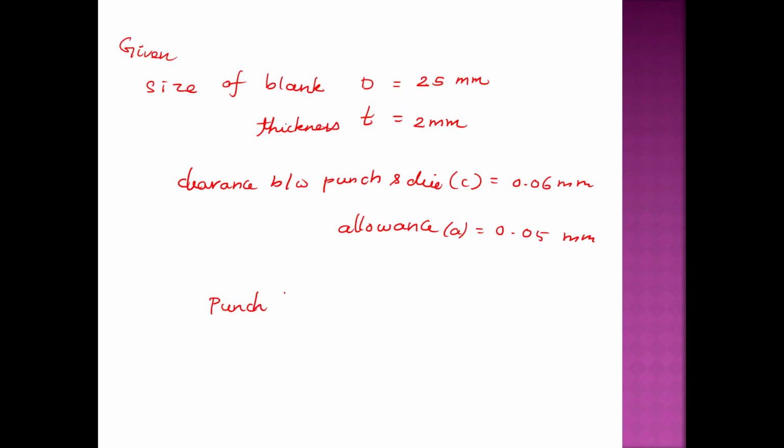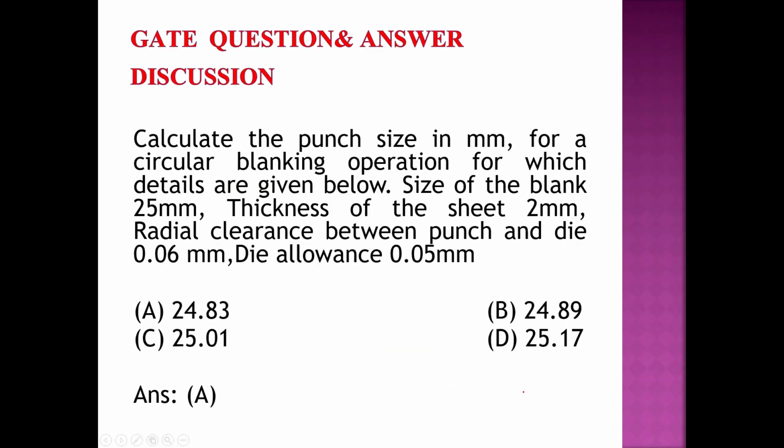So punch size, which is in diameter, is equal to D minus 2C minus A, that is 25 minus 2 into 0.06 minus 0.05. So we will get 24.83 mm. Now the answer is A.